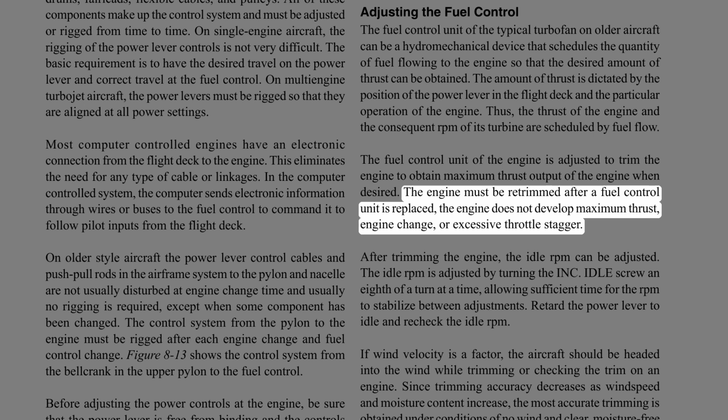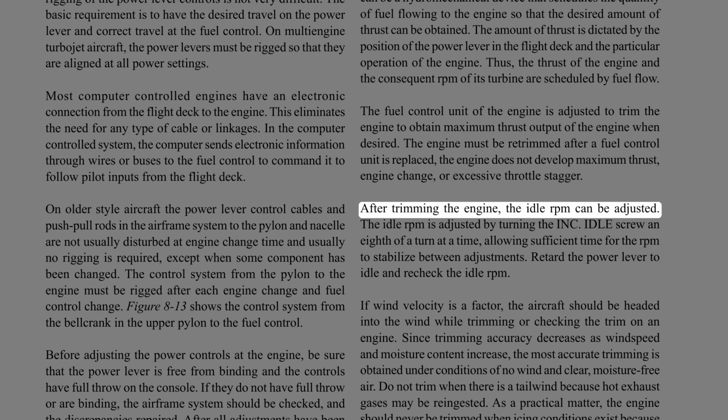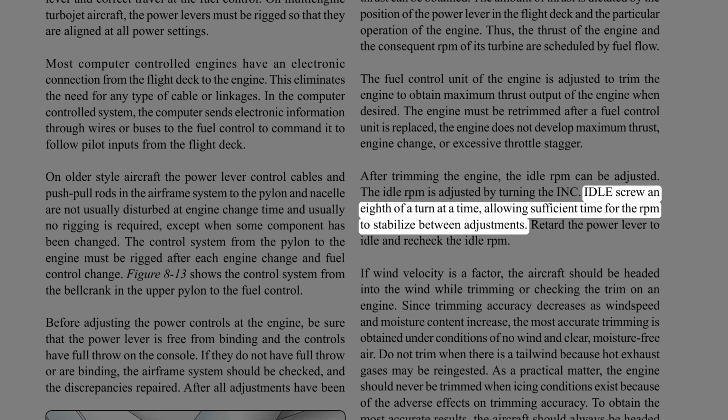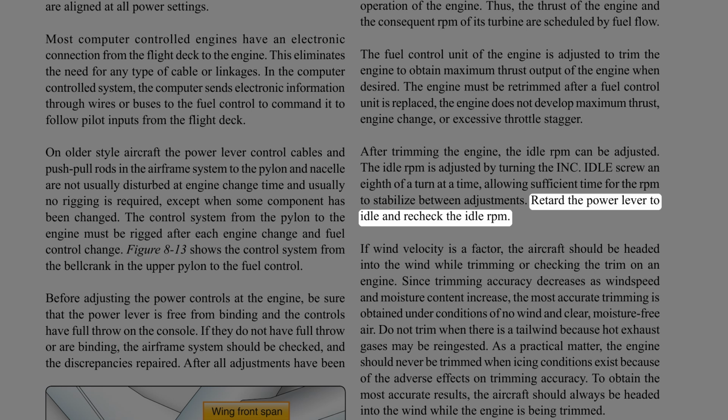The engine must be retrimmed after a fuel control unit is replaced. The engine does not develop maximum thrust, engine change, or excessive throttle stagger. After trimming the engine, the idle RPM can be adjusted. The idle RPM is adjusted by turning the INC idle screw 1/8 of a turn at a time, allowing sufficient time for the RPM to stabilize between adjustments. Retard the power lever to idle and recheck the idle RPM.